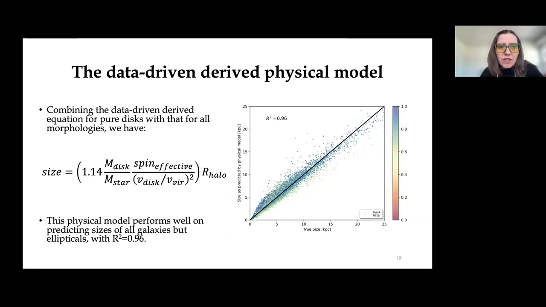Finally, we are at a point where we can combine the data-driven derived equation for pure disks with that for all morphologies and come up with a final physical model for all galaxies. The final physical model is shown here: 1.14 m disk over m star times spin effective, divided by v disk over v var squared, times r halo. The performance of this model is pretty good, as you can see on the plot on the right, with an R2 score of 0.96 on all but elliptical galaxies. You can see that elliptical galaxies are missing in this plot by the color coding here, corresponding to disk-like galaxies only.